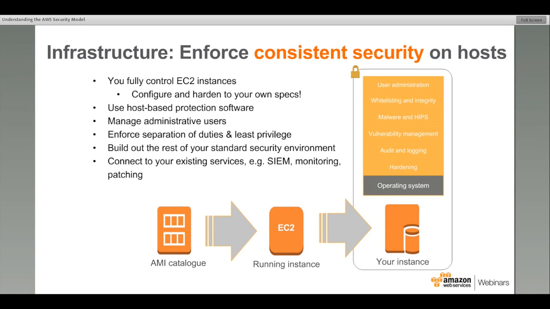You also have the ability to have very fine-grained controls of how you manage users. You could choose to have OS users and have your AMIs taking advantage of LDAP or Windows Active Directory so that you can have appropriate separation of duties and least privilege going on inside your operating systems. And you can build out your standard security environment taking advantage of features within your AWS account and resources, or you can connect to your existing on-premise resources. So the choice really is yours.